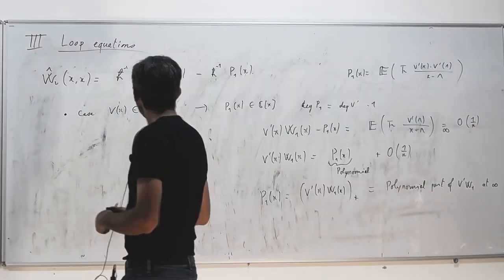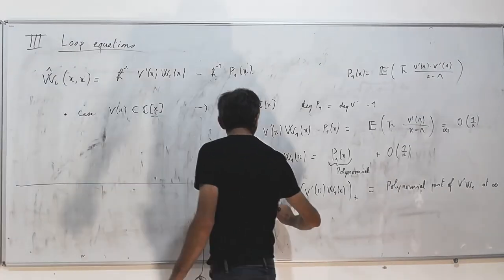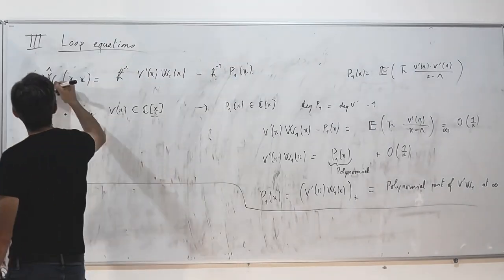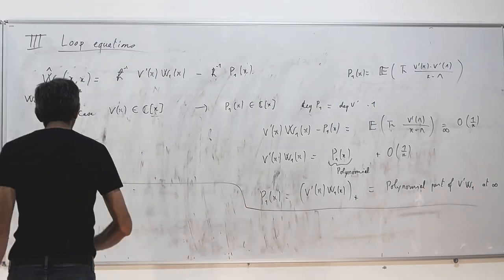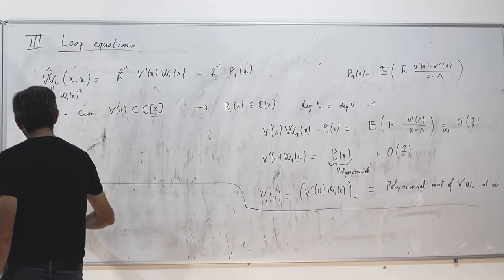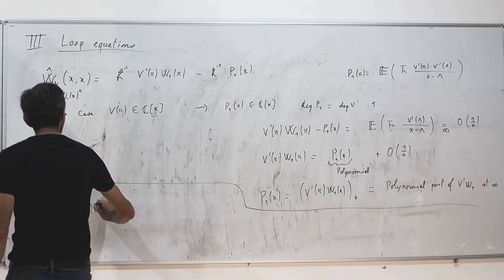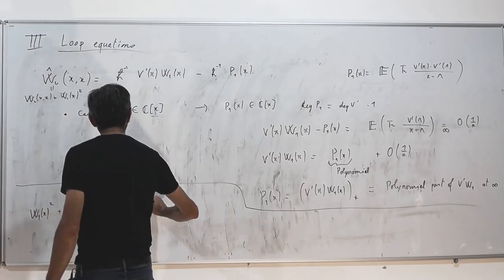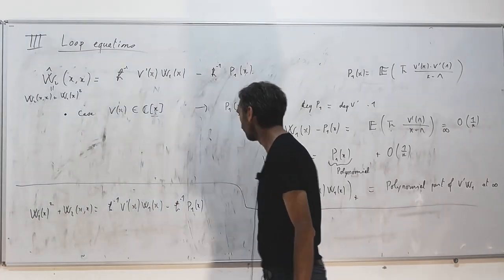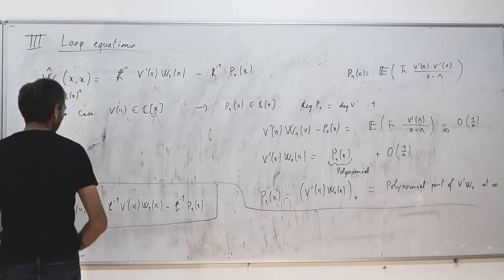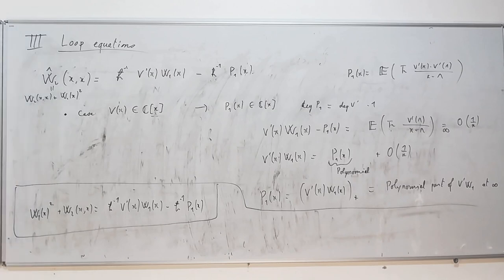So let me continue a little bit more. Let me remind you that W2 hat was equal to W2 of x, x plus W1 of x squared. So let me write it this way now: W1 of x squared plus W2 of x, x equals h bar to the minus 1 V prime of x W1 of x minus h bar to the minus 1 P1 of x. Now this will be our first loop equation. Oh, no, this is what I did not want to erase. Okay. Too late.